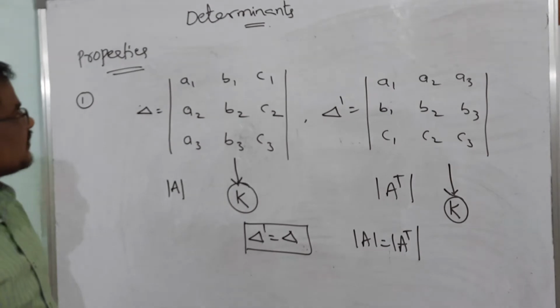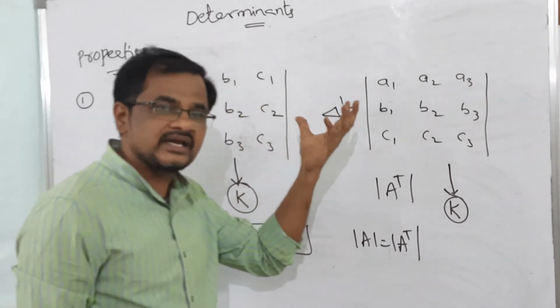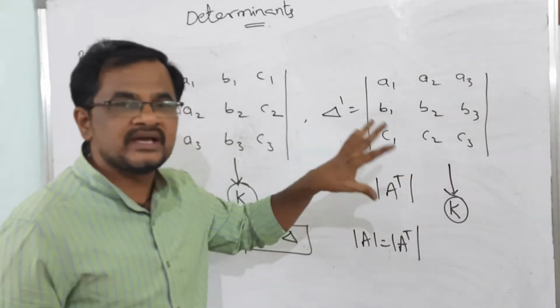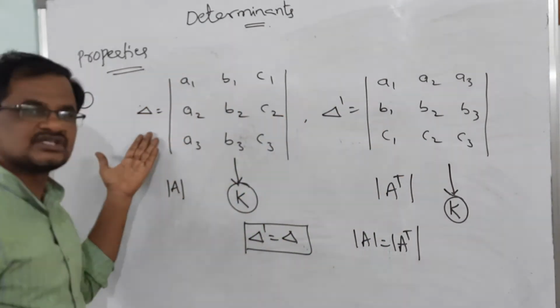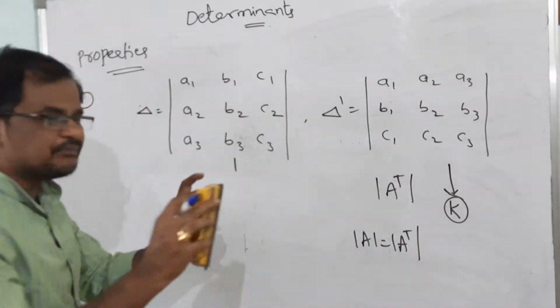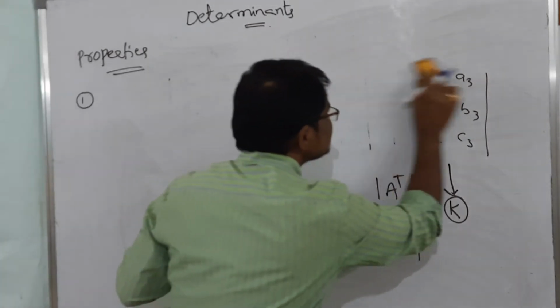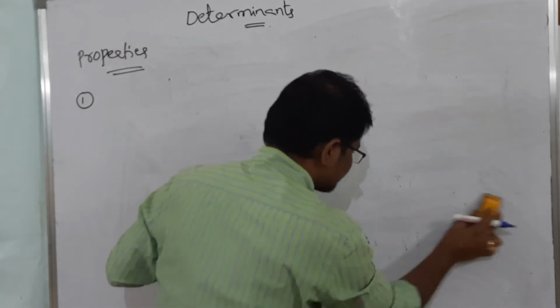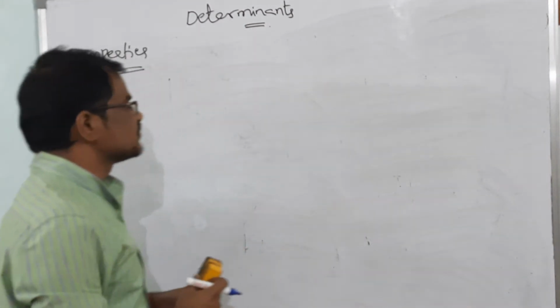Means the determinant of a matrix, or a determinant which is obtained by interchanging the rows and columns, is also the same as the determinant of this one only. This is the first property. Means I am explaining in a simple manner. Next, second property. First property is what? Determinant of A equal to determinant of A transpose.